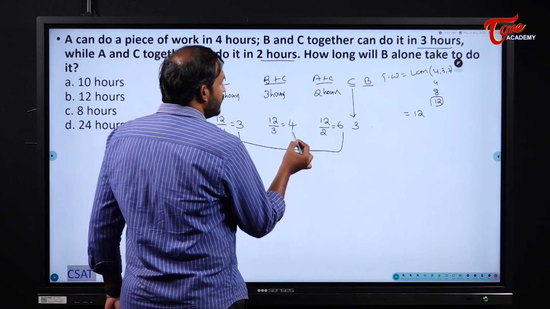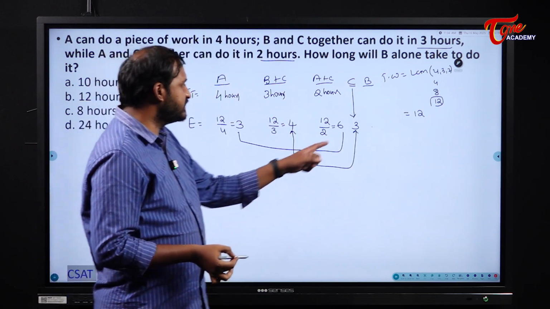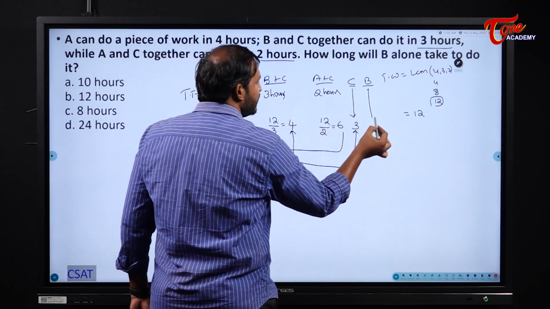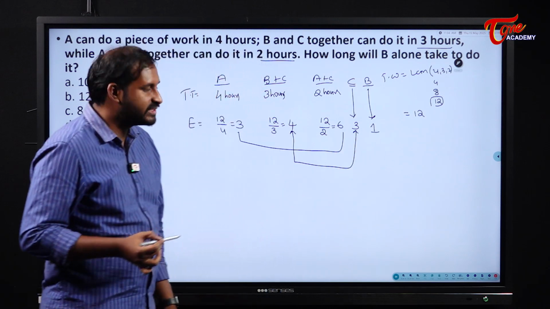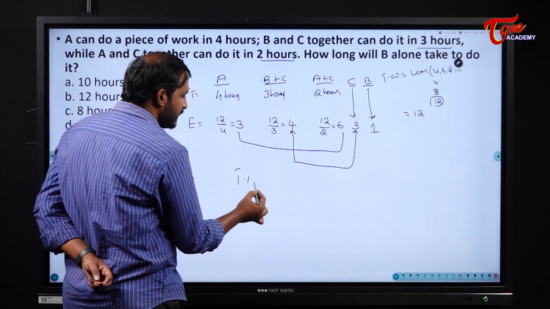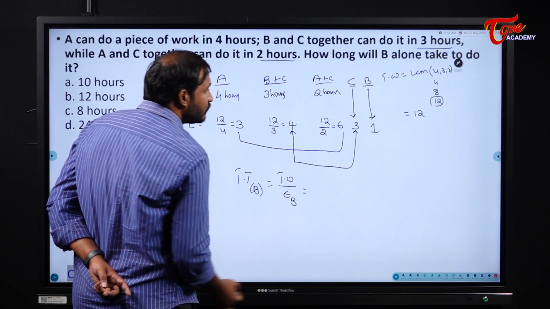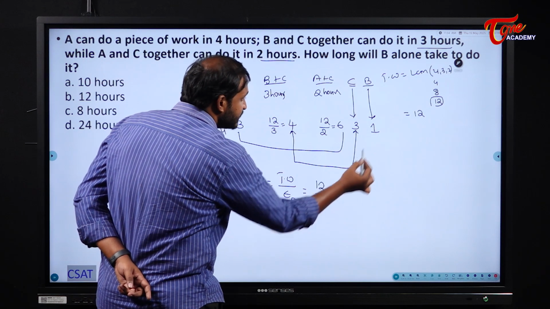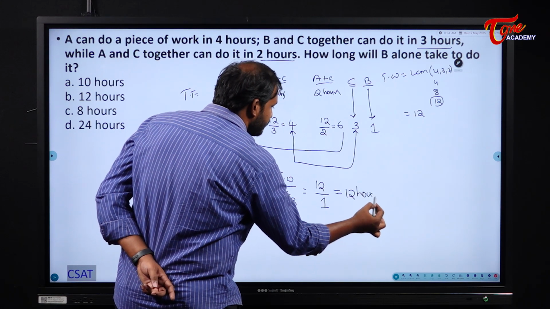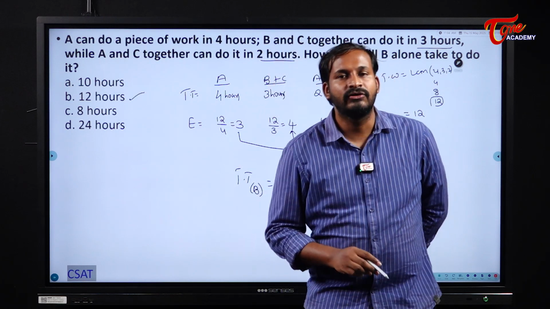Now please observe these two things. B plus C together efficiency is 4 and C's efficiency is 3. Now what is the efficiency of B alone? It is 1. B's efficiency is 1 and total work is 12. So time taken by B will be equal to total work divided by efficiency of B. Total work is 12 and B's efficiency is 1, so time taken will be 12 hours. B alone can finish the work in 12 hours.